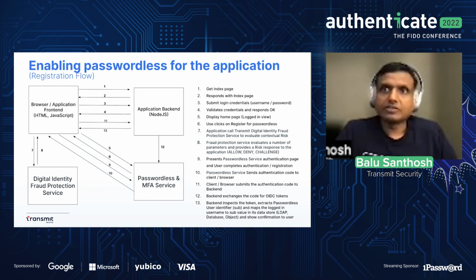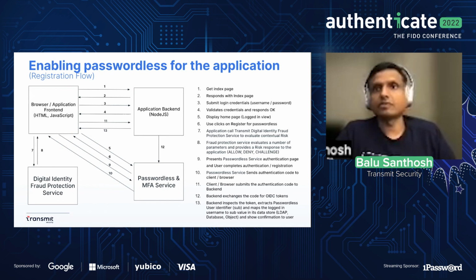The user is presented with the registration screen. Once the user completes authentication, the service redirects the user back to the application with an authorization code. The application exchanges that code for an ID token, validates the ID token, and extracts the user identifier from it. The identifier is then stored on the profile of the currently logged in user. This ensures that when a user authenticates using passwordless, we'll be able to identify the local user profile associated with that passwordless user.